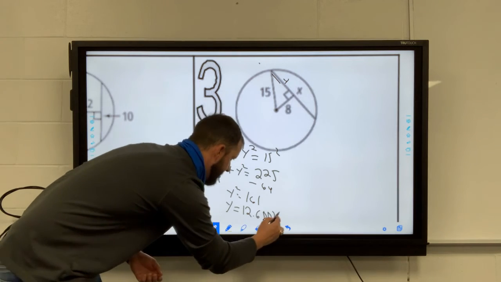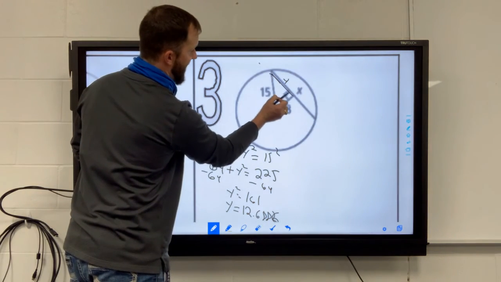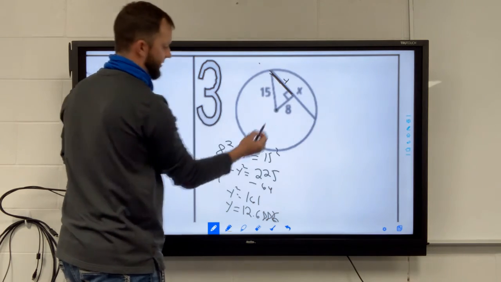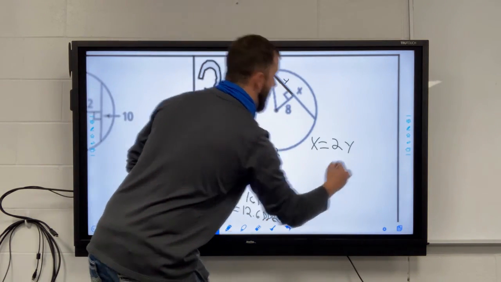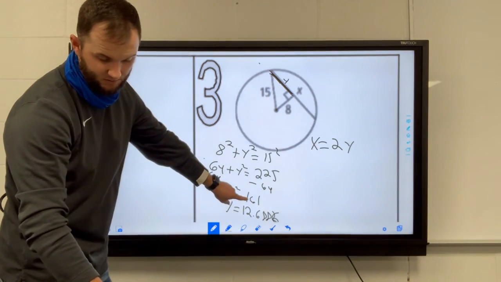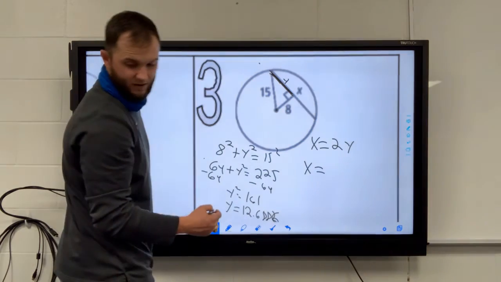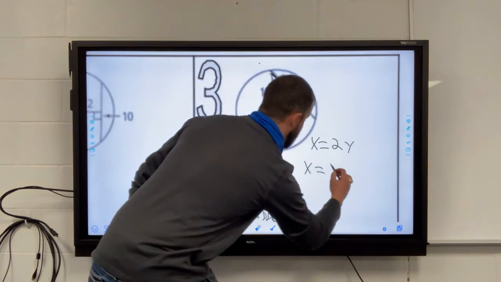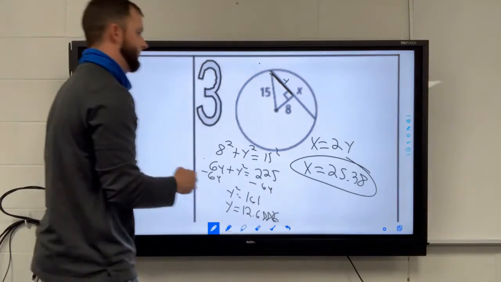Now, remember, to find x, I only found half the line. So I have to double what y was. I'm going to take what y was down here and multiply that times 2, which is going to give you 25.38. So 25.38 would be that final length there.